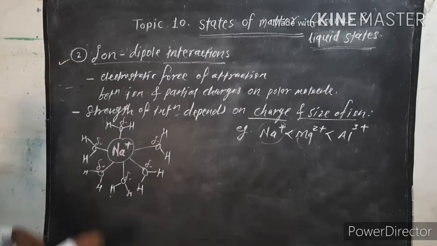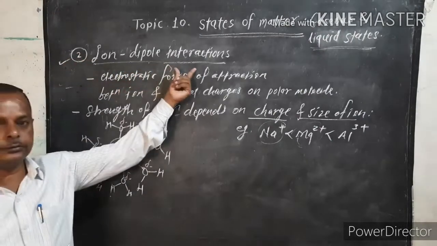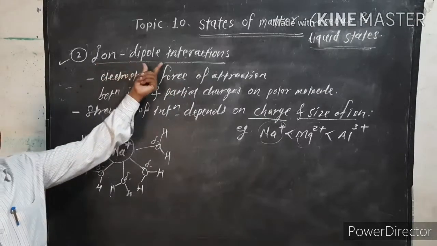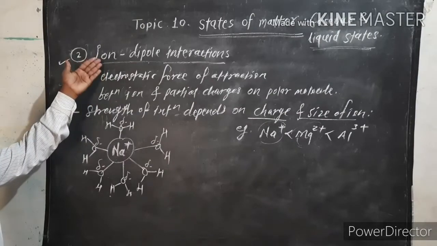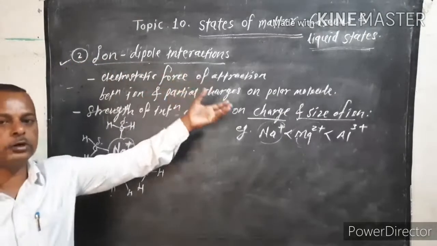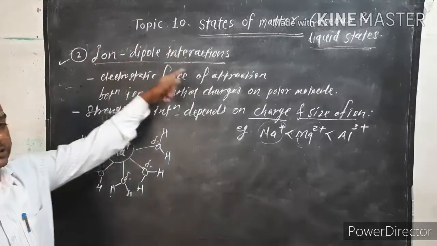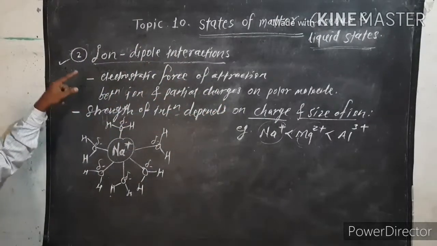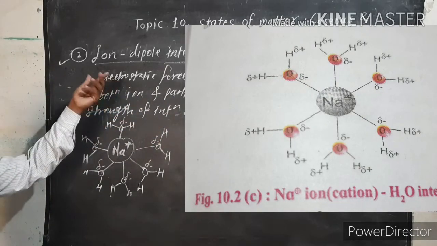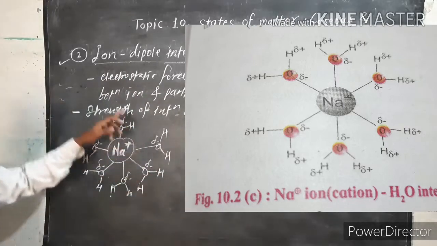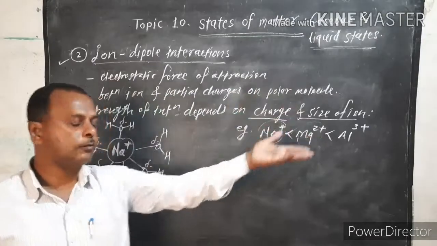Now we will see the second type, ion-dipole interaction. In ion-dipole interaction, the name itself indicates some meaning. Ion may be cation or anion, and dipole is another molecule having two poles, and the interaction between them is this type. Again, ion-dipole interaction is created due to the electrostatic force of attraction between an ion, which may be cation or anion, and the partial charges on a polar molecule.